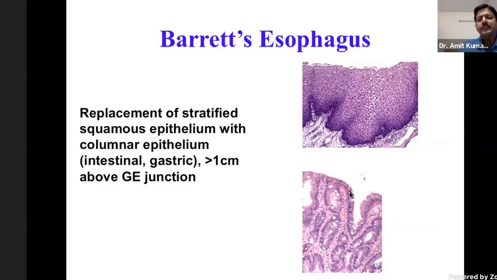Now, in some places, like in the US, it has to be intestinal metaplasia to call it Barrett's, whereas in some, a columnar metaplasia is sufficient to call it Barrett's actually. So here you can see, instead of stratified squamous epithelium, what you're having is a columnar epithelium with these goblet cells. So this is what happens in Barrett's esophagus.